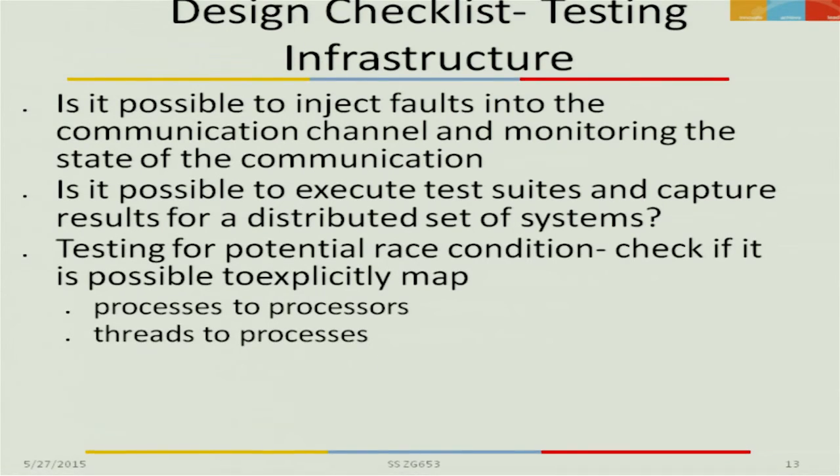Then testing for potential race conditions. Check if it is possible to explicitly map processes to processors or threads to processes. A race condition can happen when a process is allocated to a particular processor and there are multiple threads doing different things. So see if there are tools which allow you to set those process-to-processor maps and thread-to-process maps manually, so that you can recreate the potential race condition.